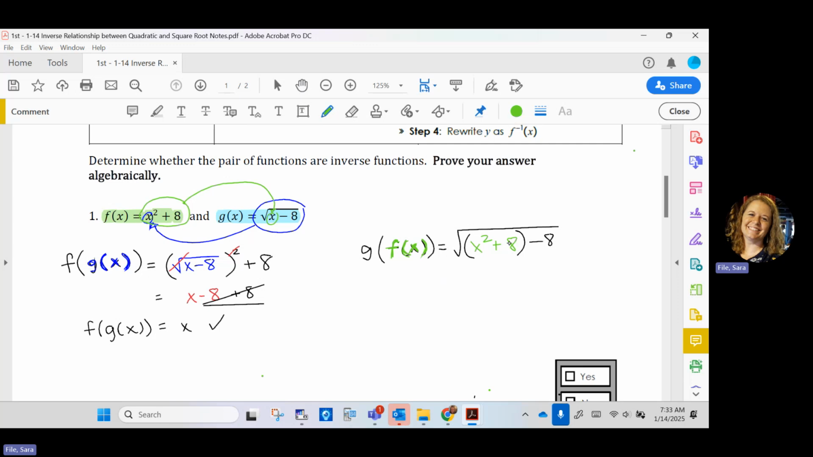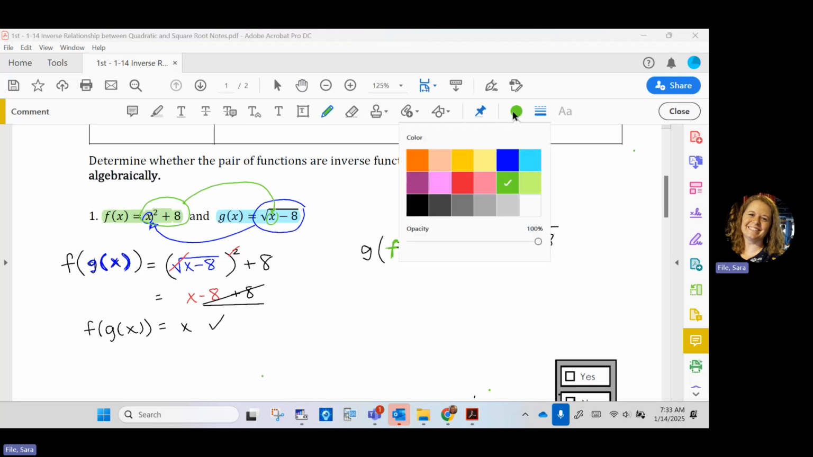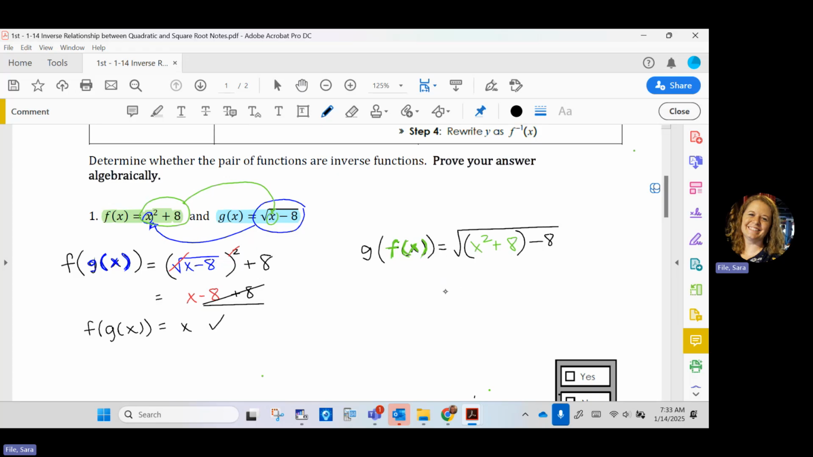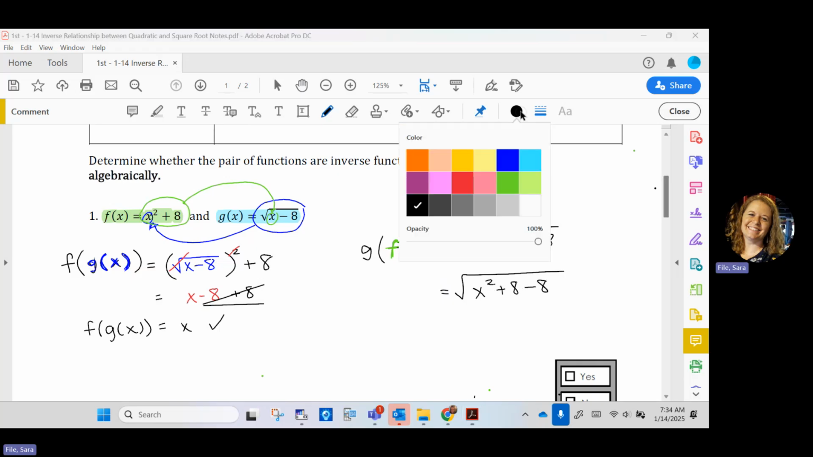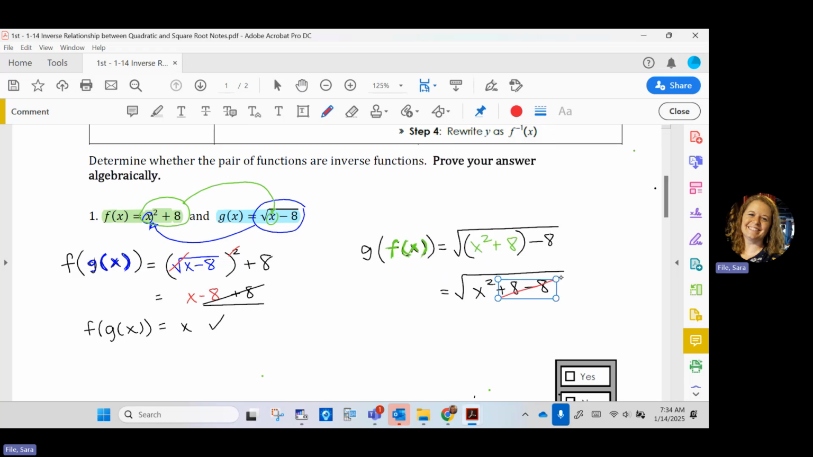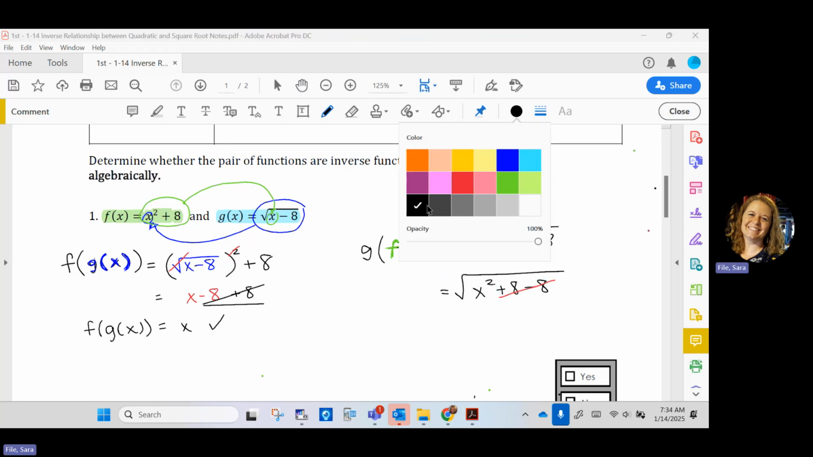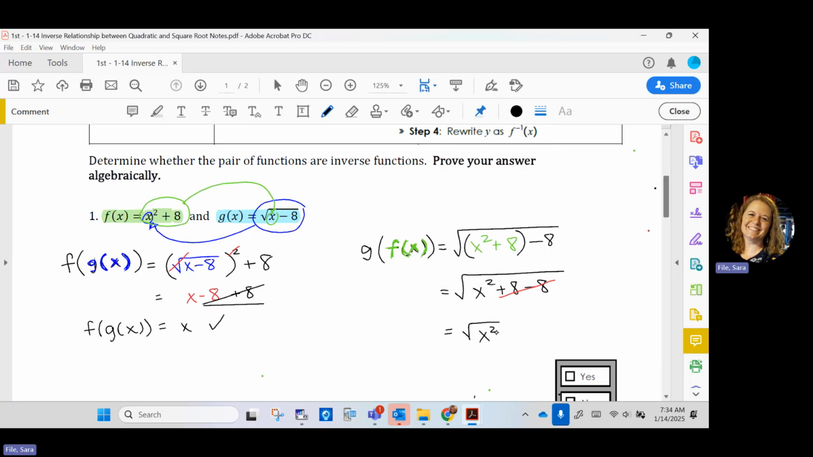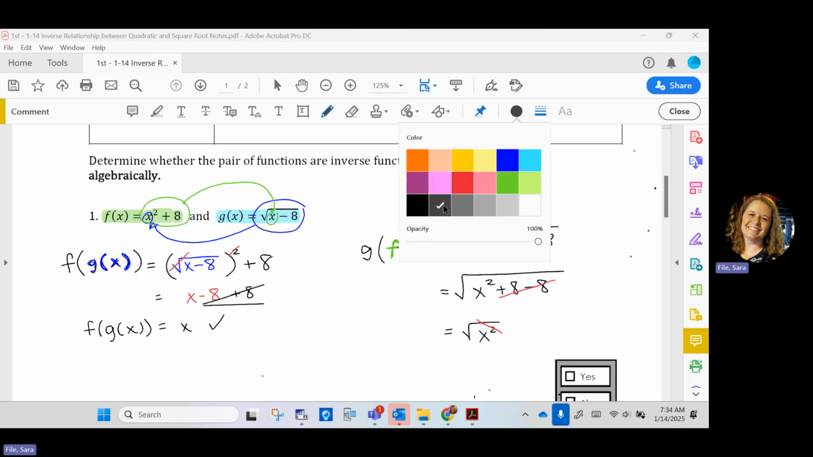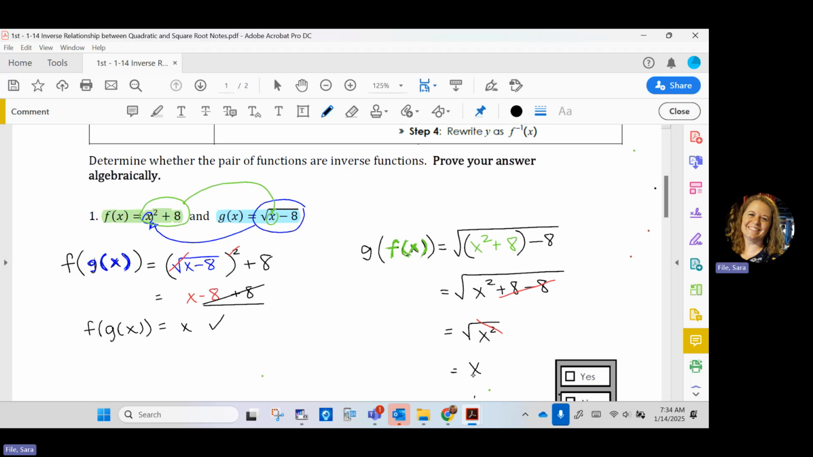Now when I look to simplify this, there's nothing to do inside those parentheses, so those parentheses can drop. So it's simply the square root of x squared plus 8 minus 8. Well, look at that, plus 8 and minus 8 eliminates. So then I've got just the square root of x squared, and the square root and the square eliminate. So now I am simply left with x, which is what we wanted. So that checks out as well. So yes, we have verified that f of x and g of x here are indeed inverses.